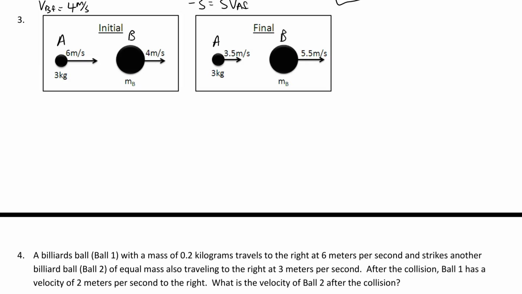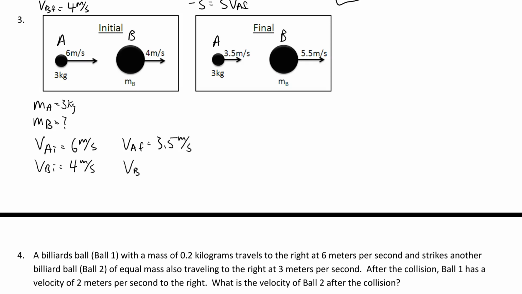Let's try that out. And so we know the mass of A is 3 kilograms. We don't know what the mass of B is, but we know the velocity of A initially is 6 meters per second to the right, and the velocity of B initially is 4 meters per second to the right. So we don't have to worry about negatives. And after the collision, I'm running out of room, so I'm just going to write it over here, A is going to be 3.5 meters per second to the right, and B is going to be 5.5 meters per second to the right. Okay, now let's write the equation.